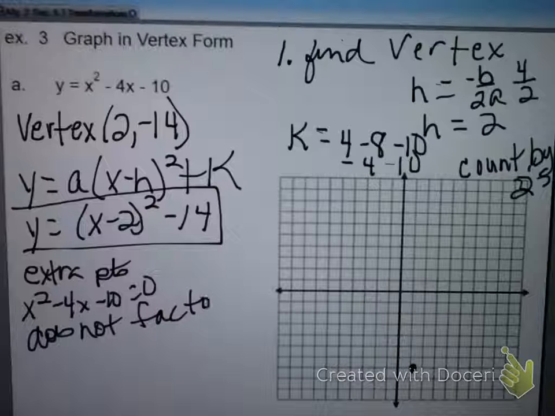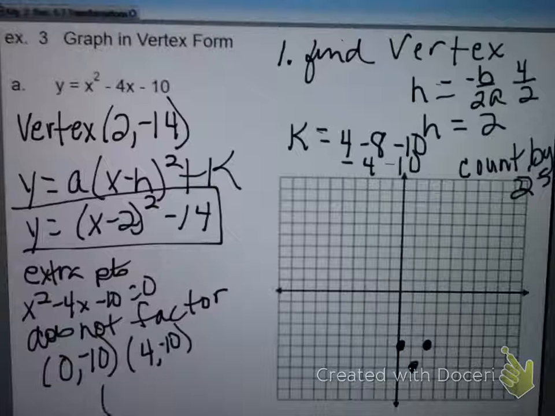So that won't work. I'm going to plot 0, c, which is 0, negative 10. Oops, I forgot to write my negative. Okay, now notice the points 0, negative 10, and 4, negative 10 are really, really close to the vertex. So I need another set of points that are a little bit farther away. So I'm going to choose to plug in negative 2 in for x. The reason why I did not plug in negative 1 is because I'm counting by 2's.